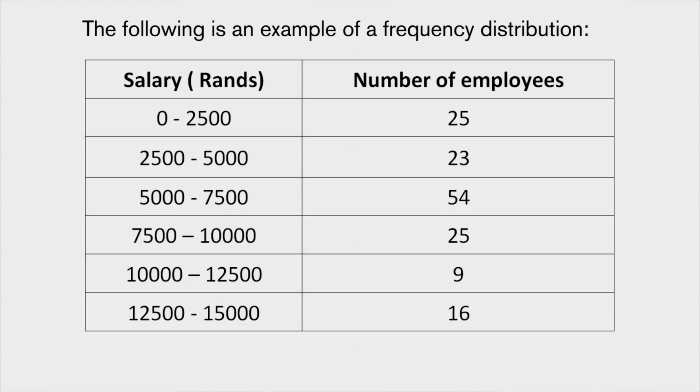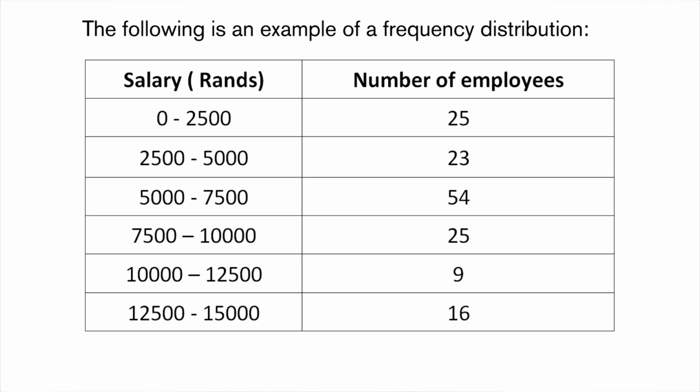A frequency distribution is a table in which the data is grouped into classes and the number of values, which we refer to as frequencies, is recorded for each of these classes. The purpose of constructing a frequency distribution is to gain some insight into the distribution of these values within the classes. The following is an example of a frequency distribution.